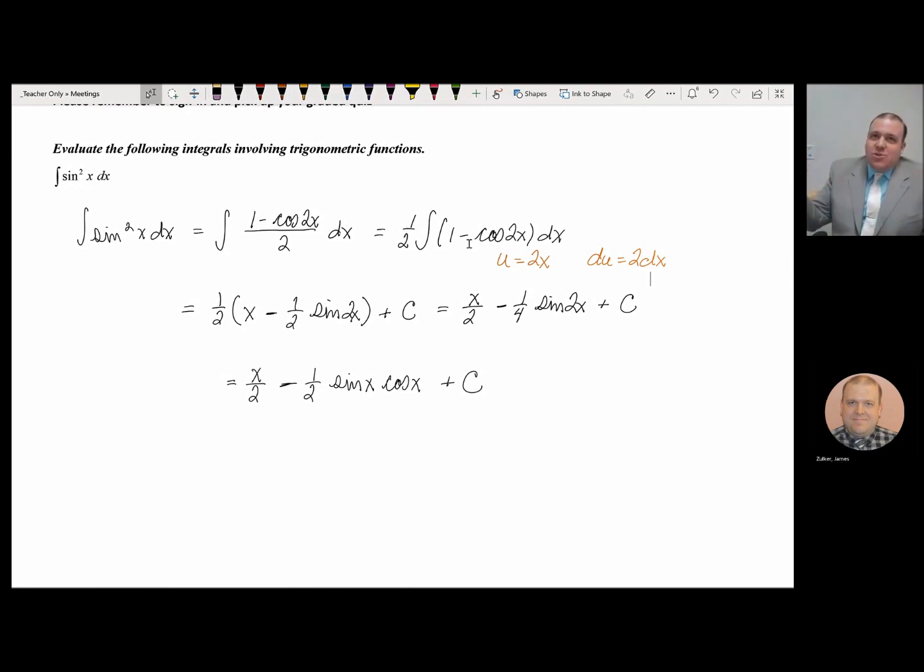So how I always thought of u sub was, instead of multiplying by the derivative, you multiply by the reciprocal of the derivative. So if the derivative was 2, I'm multiplying by 1/2. That's how I've always thought of it.